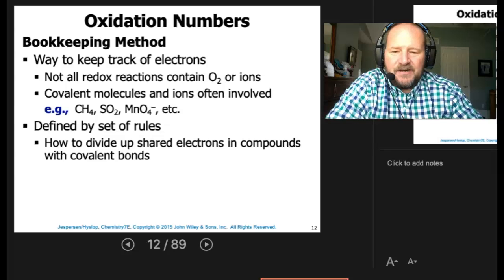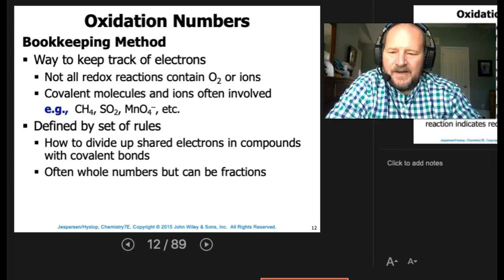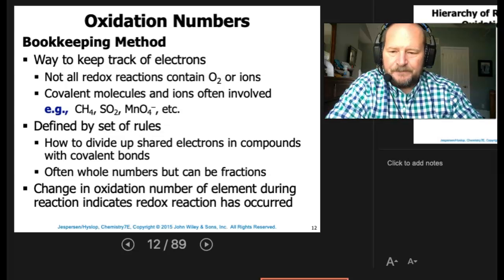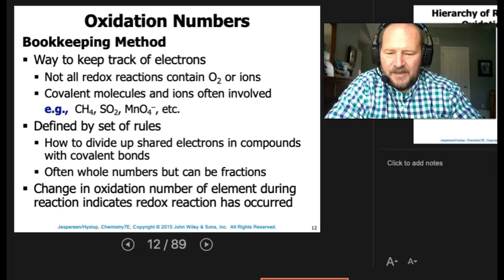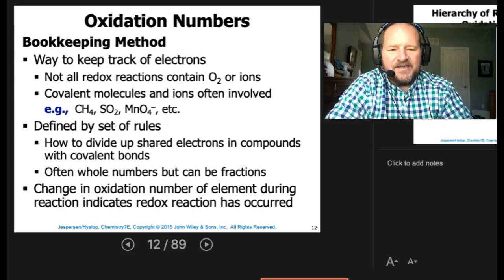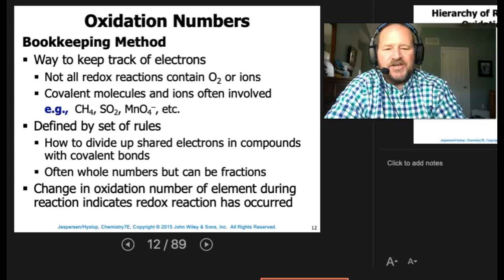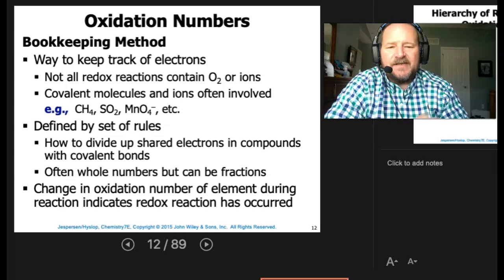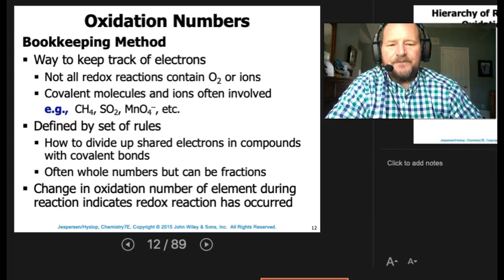How to divide up shared electrons in compounds with covalent bonds, often whole numbers, but they can be fractions. Well, change in oxidation number of an element during a reaction is what's going to indicate that the redox reaction has occurred. So really what we're going to see is we're going to learn how to calculate oxidation numbers, and then we're going to apply that in the reaction. So when that oxidation number changes, that's what's going to tell us it was a redox reaction.